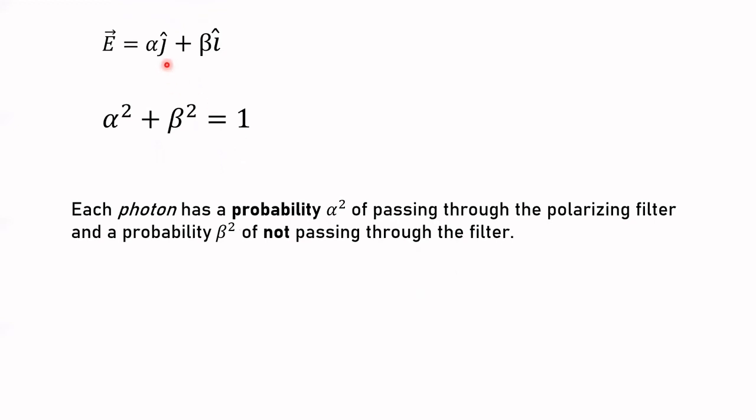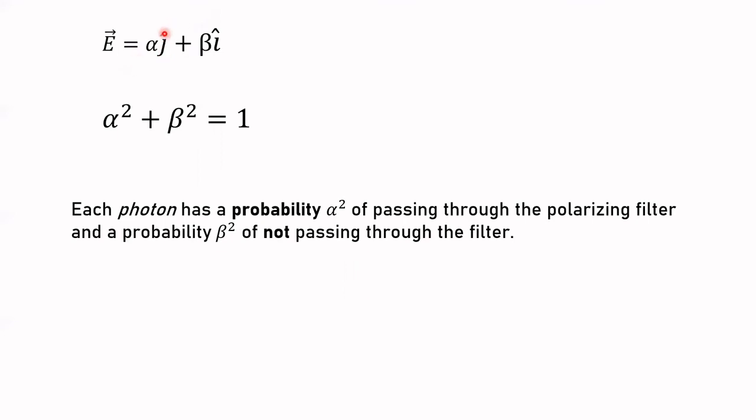J hat is the state of being aligned with the filter. And if you were only in that state, imagine this is just gone, and the electric field is purely along J hat, then you know for sure there's a 100% chance that all the photons will pass through the filter because the angle theta in Malus's law is 0. So if you're in a pure state, you can be 100% certain about the outcome. If that pure state was J hat, every one of those photons will make it through the filter.